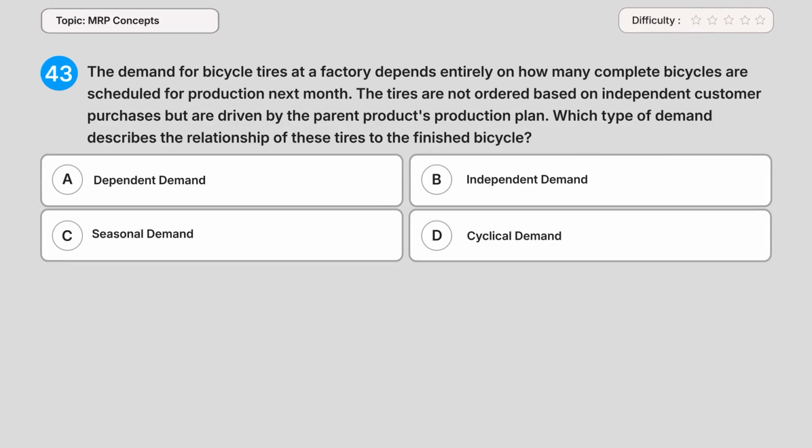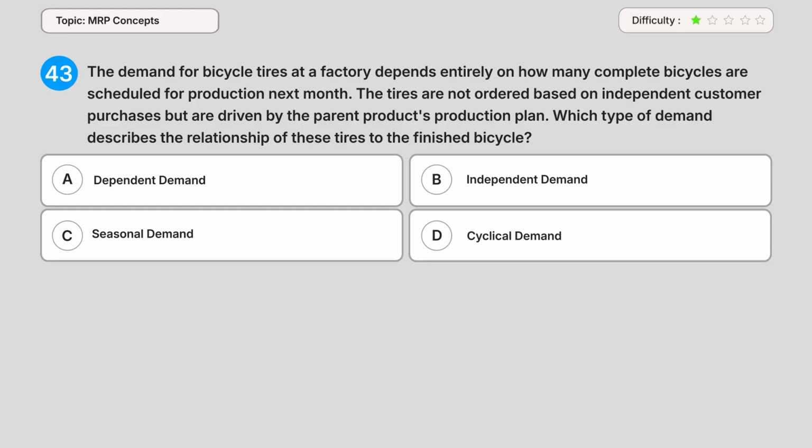43. The demand for bicycle tyres at a factory depends entirely on how many complete bicycles are scheduled for production next month. The tyres are not ordered based on independent customer purchases, but are driven by the parent product's production plan. Which type of demand describes the relationship of these tyres to the finished bicycle?